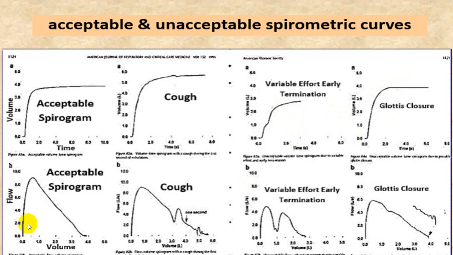This is another spirogram. You can see flow volume loops. This is a nice curve. But here the person has a cough reflex. Here the effort is not complete. Here the person has closed the glottis. These are not acceptable. Again, these two are not acceptable. This you can roughly accept and take a reading, but again this is not acceptable.